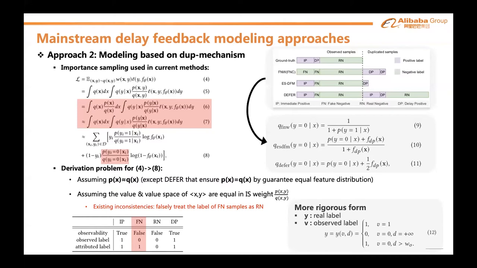The second problem is that when calculating the importance weight, this method assumes that the observed label and actual label are equal. However, it can be seen from this table that for samples such as FN, the observed label is inconsistent with the actual label. But existing methods ignore this point and first treat FN as RN in Equation 8, leading to suboptimal performance and biased CVR prediction. A more rigorous relationship between them should be in the form shown in Equation 12.